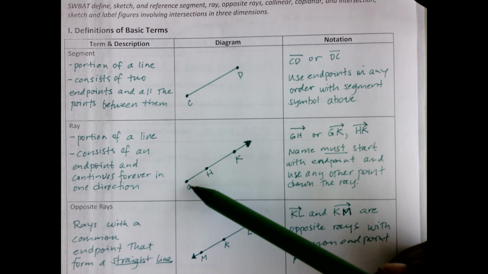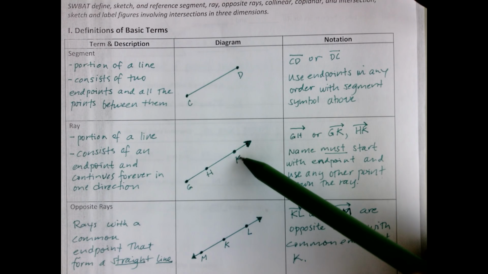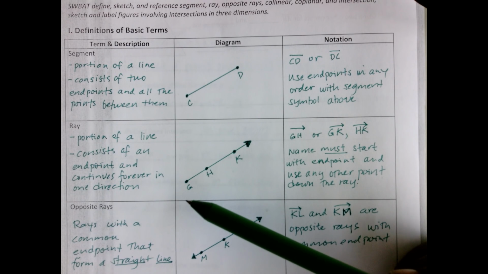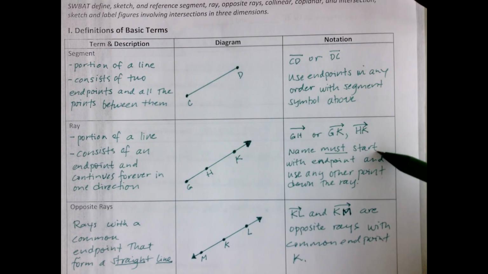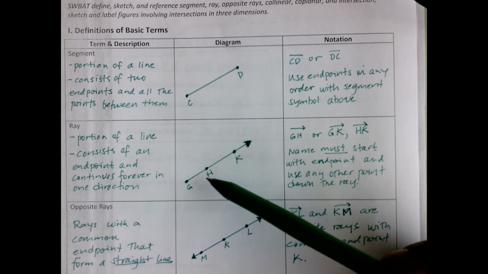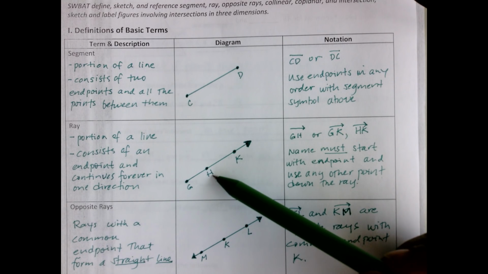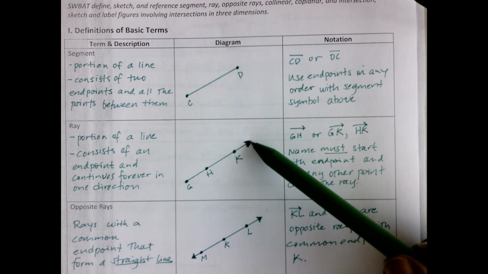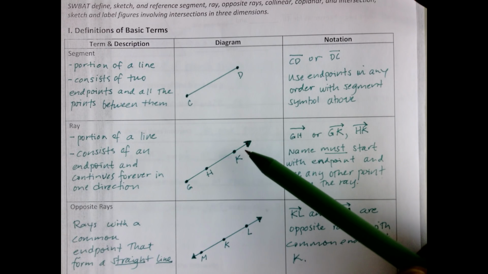So again, you can name the ray by one of the endpoints and any other point on the ray. Actually it says that you have to start with the endpoint and then use any other point down the ray. But in this case, this could be considered a starting point. I know that sounds weird, but if you think about it, this point here could be considered a starting point, and any other point on the ray would be a way to name it. We'll talk more about that if you're confused. And there also will be a supplemental video on it.